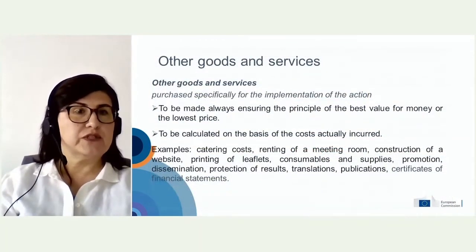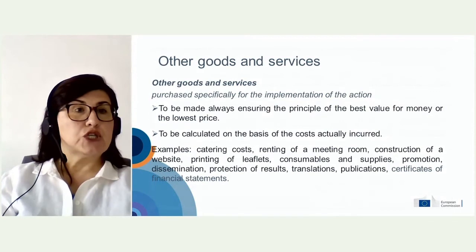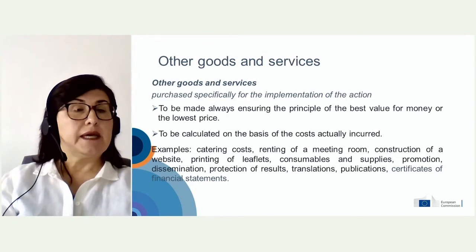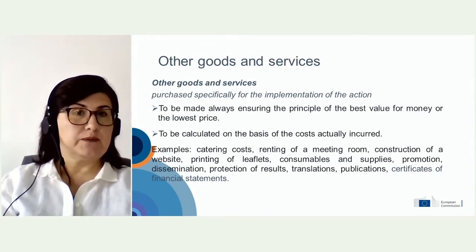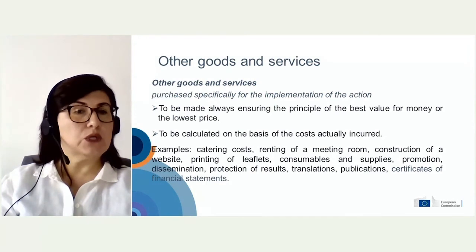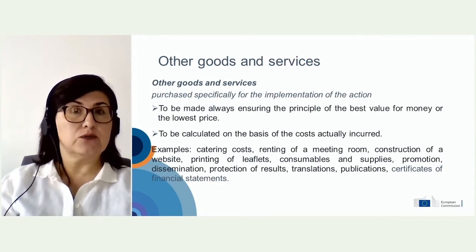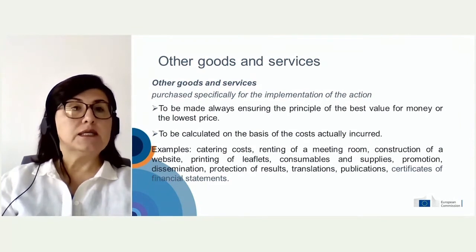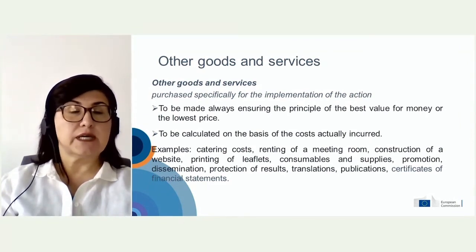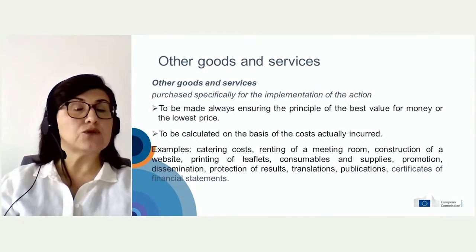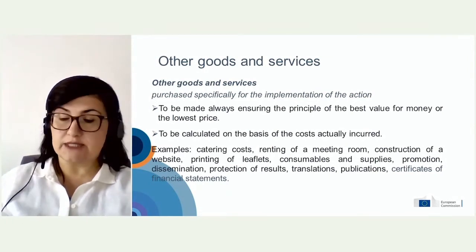Other goods and services are the ones purchased specifically for the implementation of your project. Again, you have to ensure the principle of best value for money when you choose them, or the lowest price, and you have to budget them as actual costs. That is, costs actually incurred during the implementation of the project. These can be, for instance, the catering costs or goods like the leaflets, or of course services like the printing of leaflets, the translation, the certificates of financial statements.